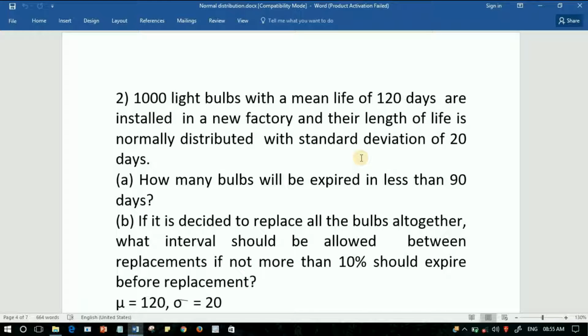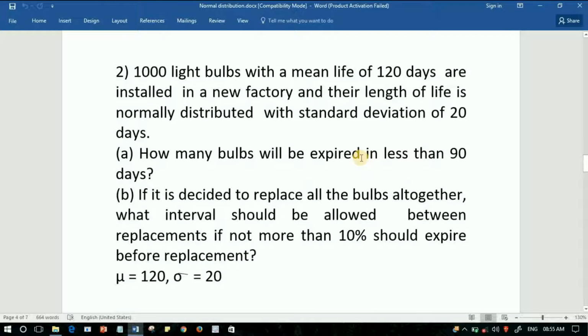So in this question, 1000 light bulbs with a mean life of 120 days are installed. That means the average is 120 for one light bulb and the standard deviation is 20.